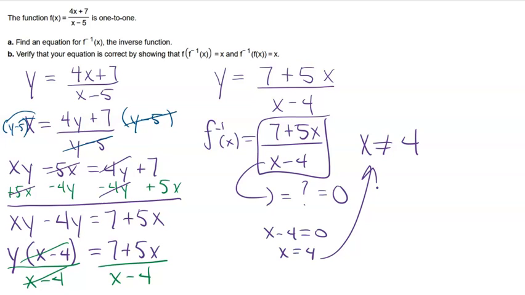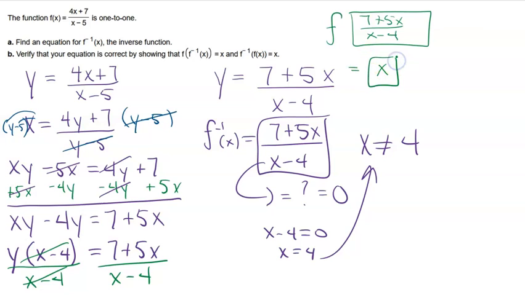Now, the next step, it wants us to verify that your equation is correct by showing that f of f inverse of x equals x and f inverse of f of x equals x. Now, in your homework, they make that actually very easy. They just put f right here, and then they put a box right here. And you're just supposed to plug in f inverse of x, which is 7 plus 5x over x minus 4. And then the next line, they want you to simplify it, and it should equal x.